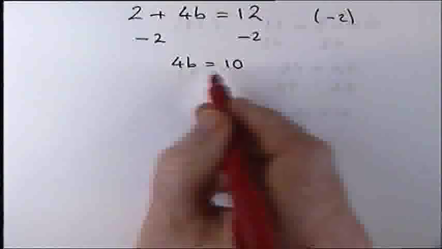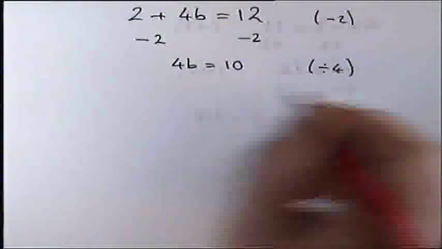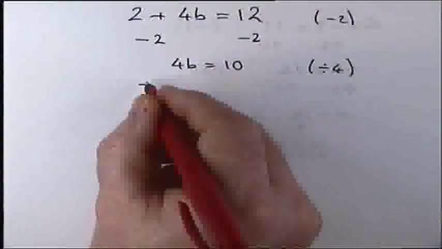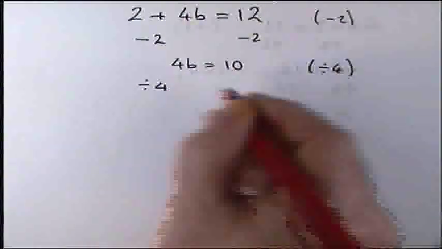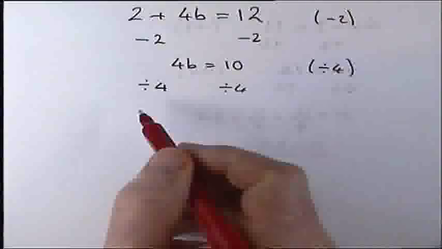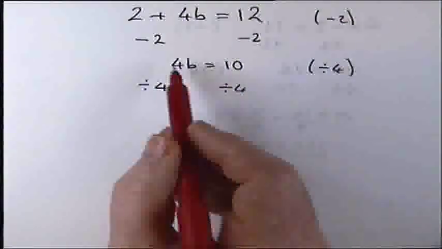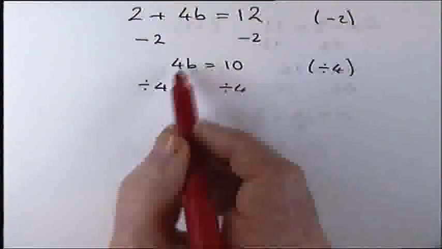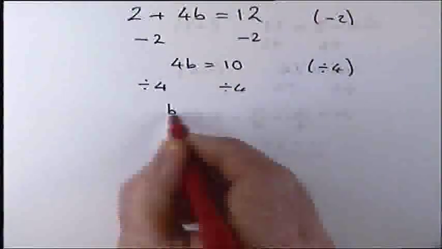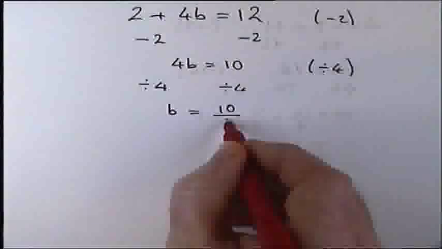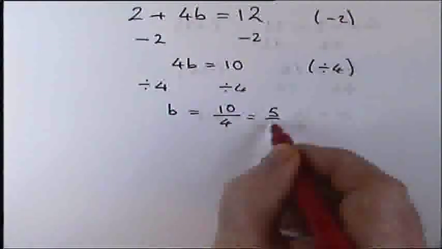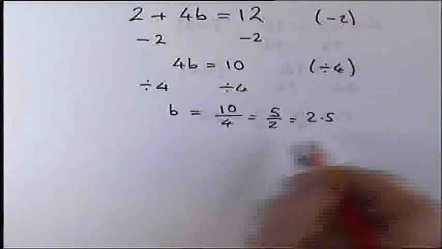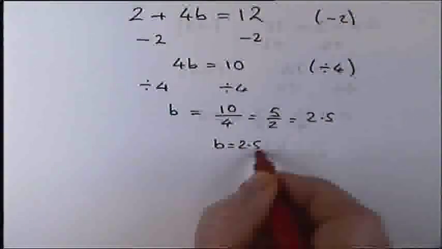And we want to know what b is. So we've got to divide both sides by 4, because we've currently got 4 of them. So we have to do the opposite to timesing by 4, which is dividing by 4. And you might say, well, why? What do you mean opposite of timesing by 4? Well, this is 4 lots of b, 4 times by b. So we need to do the opposite of that. So we get b, and we get 10 over 4, which is 5 over 2, which is 2.5. So b equals 2.5.